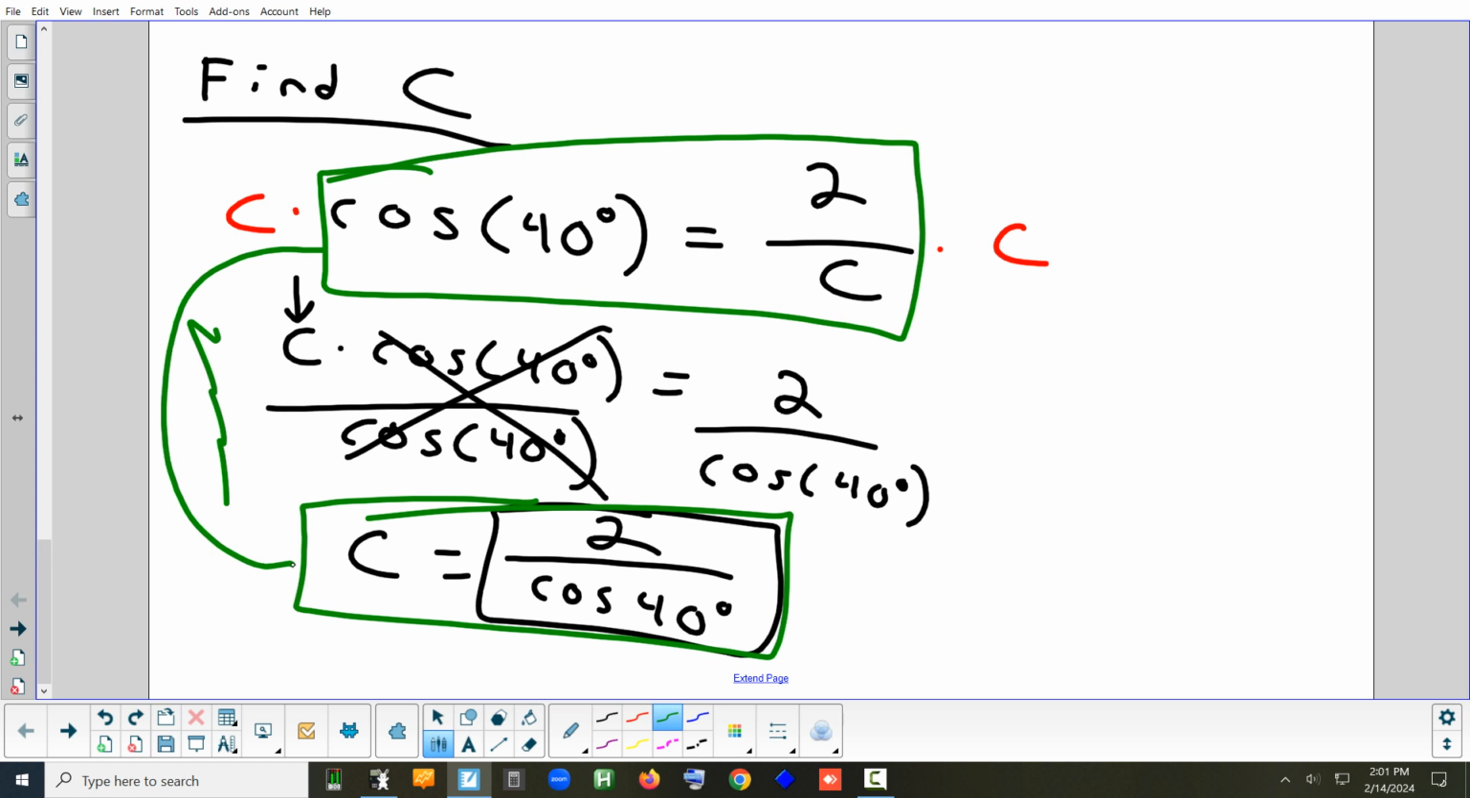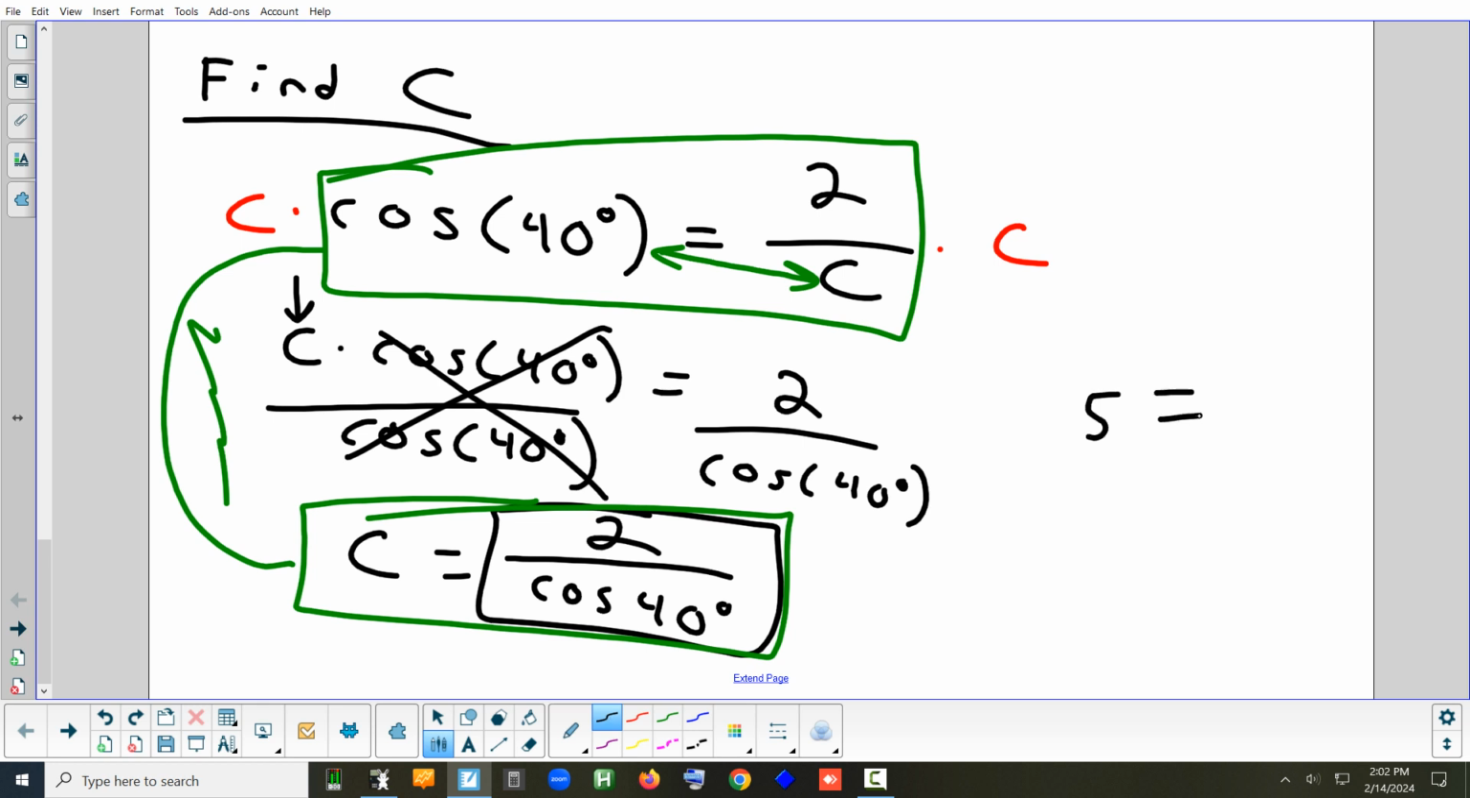Swap the C and the cosine. Right. So I'm going to use a trick. Whenever we have a letter in the bottom, I'm just going to swap those two things, and I'll be done. It'll get the letter by itself. And the reason why you can do that, well, that's what we just went through. You multiply both sides by C, and then divide by cosine 40. But that's going to happen every time, whenever you have a letter in the bottom.